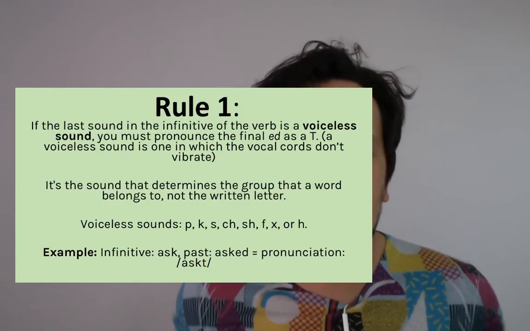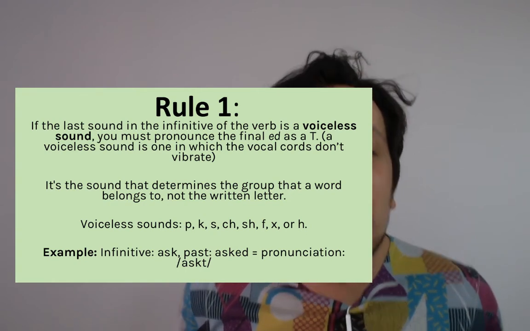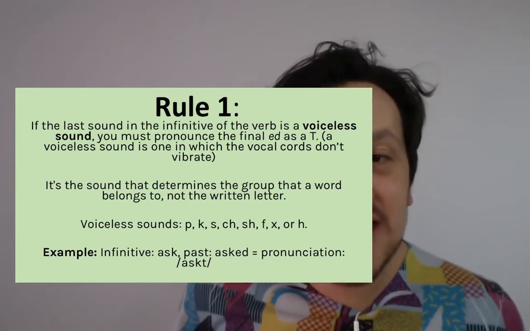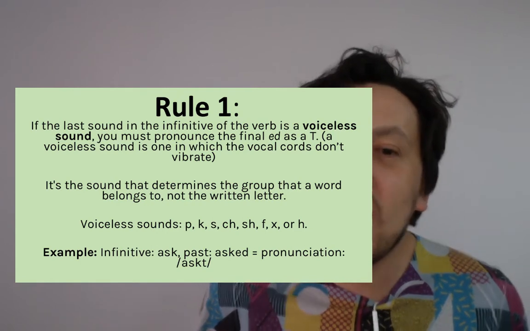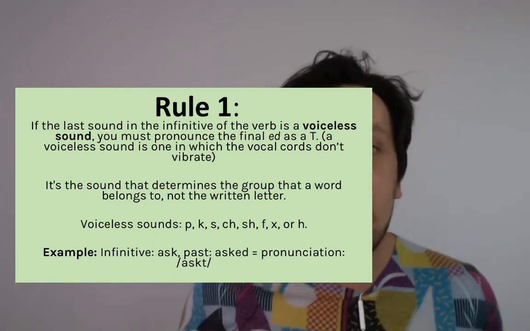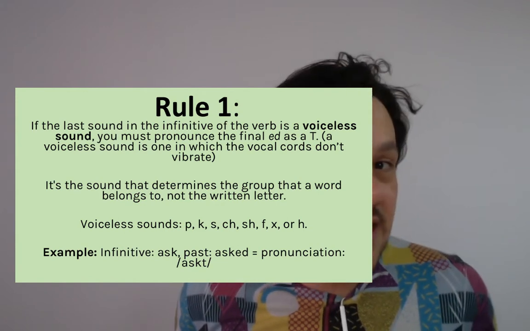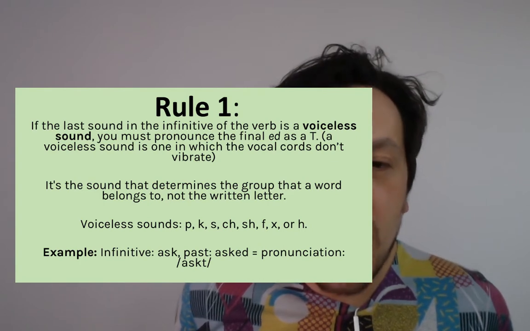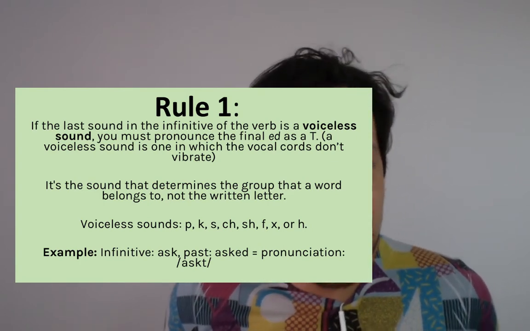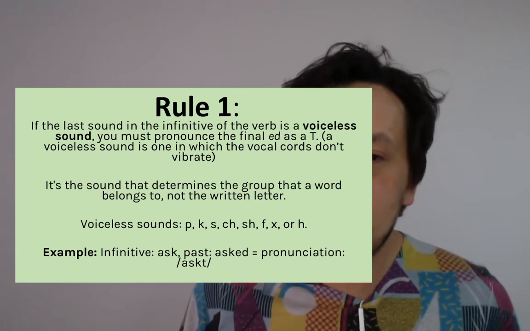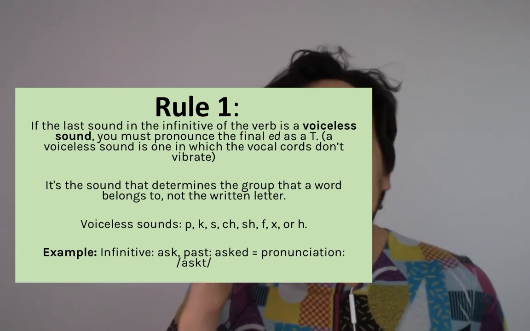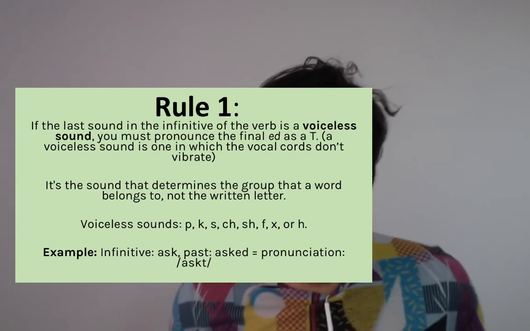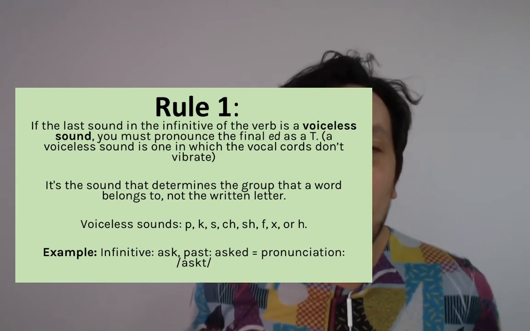Let's see rule number 1. If the last sound in the infinitive of the verb is a voiceless sound, you must pronounce the final -ed as t. A voiceless sound is one in which the vocal cords don't vibrate. In this case, it's the sound that determines the group that a word belongs to, not the written letter. The voiceless sounds are P, K, S, CH, SH, F, X, or H.